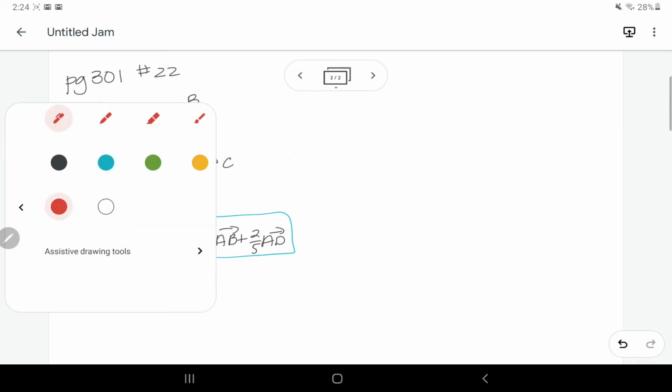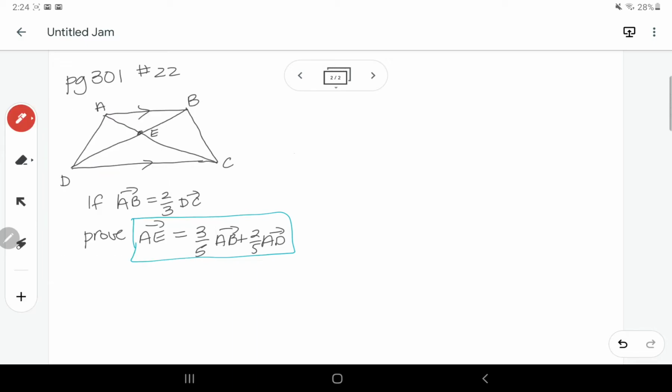So the first thing I want to do is list some of the stuff that I'm given. So I know that I'm given that AB is 2/3 of DC. And that's important, that's good. That also means that DC is 3/2 of AB. And you'll see in a minute why that's important. Okay?